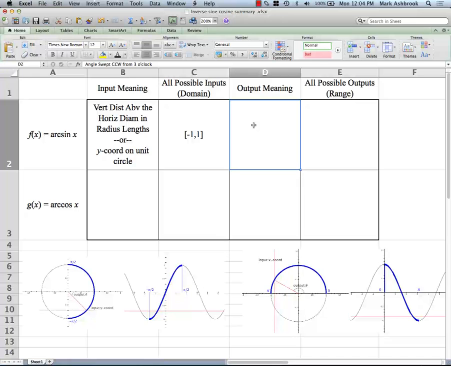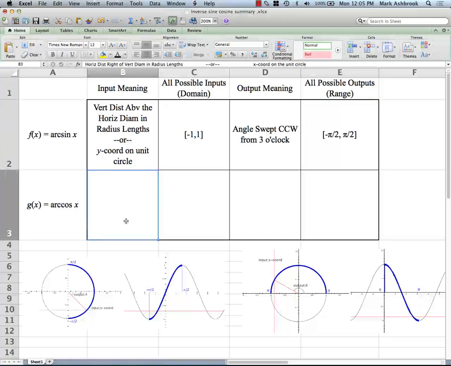Okay, what's the output of arc sine? Malenko. Angle swept counterclockwise from 3 o'clock. That's right. Okay, and what are a range of outputs? Remember, we had to restrict this, so we just got 1 angle for every vertical distance that we picked. We just want to get one angle, so we restricted it to what? Negative pi over 2 to pi over 2. Yeah, so looking down here, if we pick a y-coordinate or pick a vertical distance, if our angles are from negative pi over 2 to pi over 2, then we get just one angle for every y-coordinate value from negative 1 to 1.